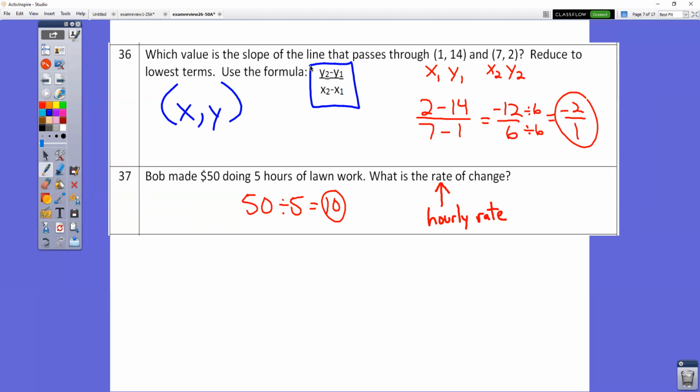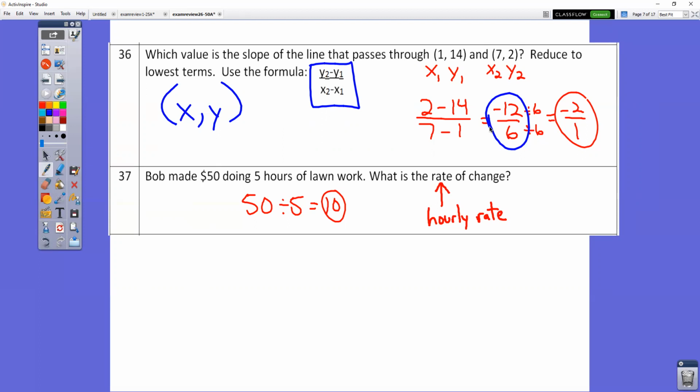Sub those numbers into the formula, 2 minus 14 across the top, 7 minus 1 across the bottom. You get negative 12 over 6 when you subtract. You could leave your answer like that, or if you wanted to reduce it, divide by 6, and get negative 2 over 1. In number 37, Bob made $50 for 5 hours of lawn work.